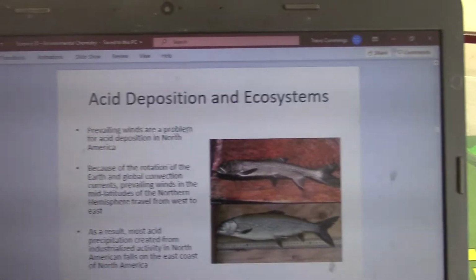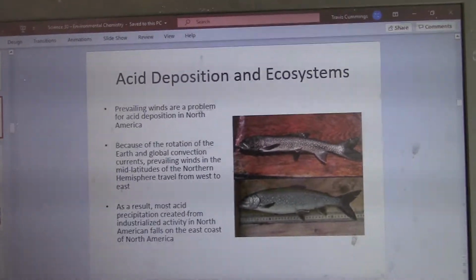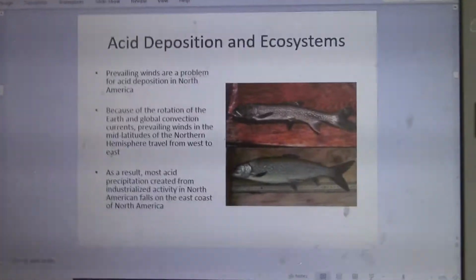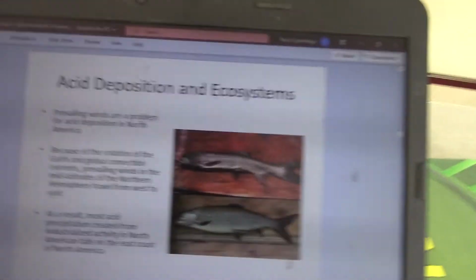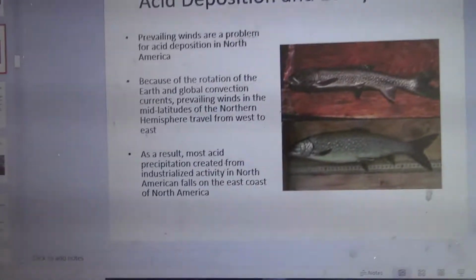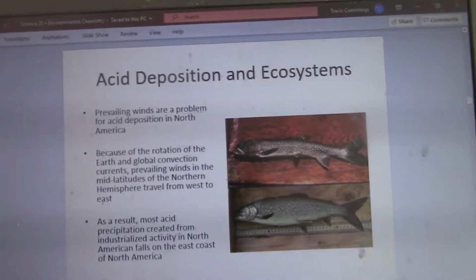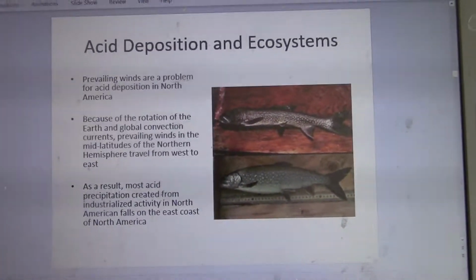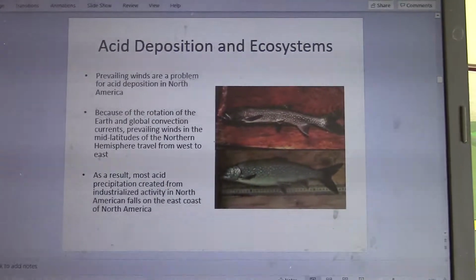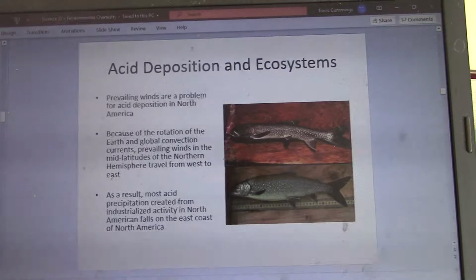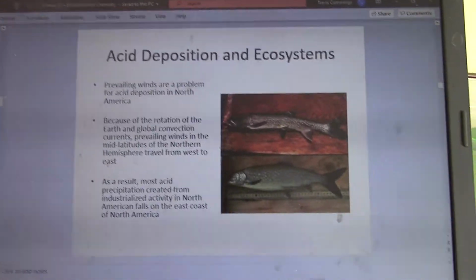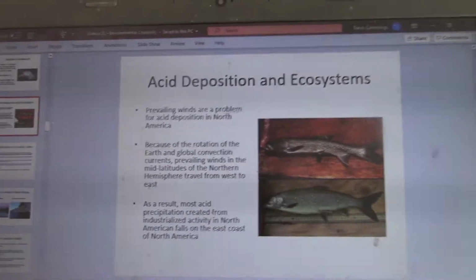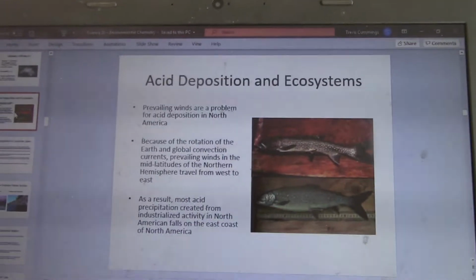Prevailing winds are a big problem in North America because of the Earth's rotation. Prevailing winds move from west to east in North America. So as a result, anything that ends up in clouds ultimately moves east throughout North America. Fossil fuels that are burned in Los Angeles, for example, will eventually make their way east towards the eastern seaboard in places like New York City and Washington, D.C. And likewise, anything that's created as acid precipitation in Alberta will make its way east towards the rest of the prairies, Ontario, Quebec, and so on.